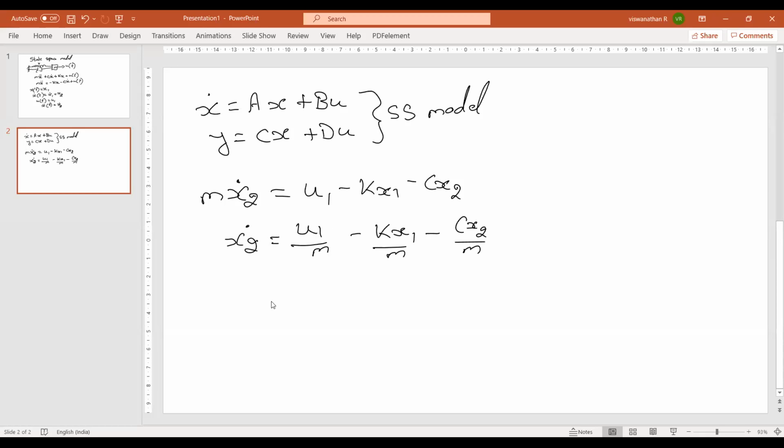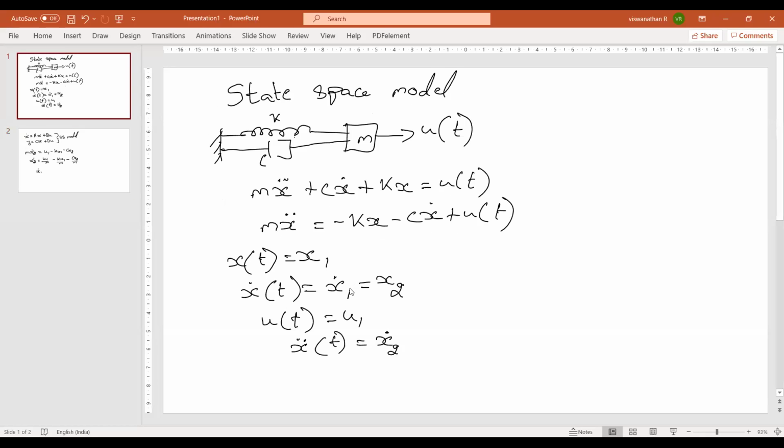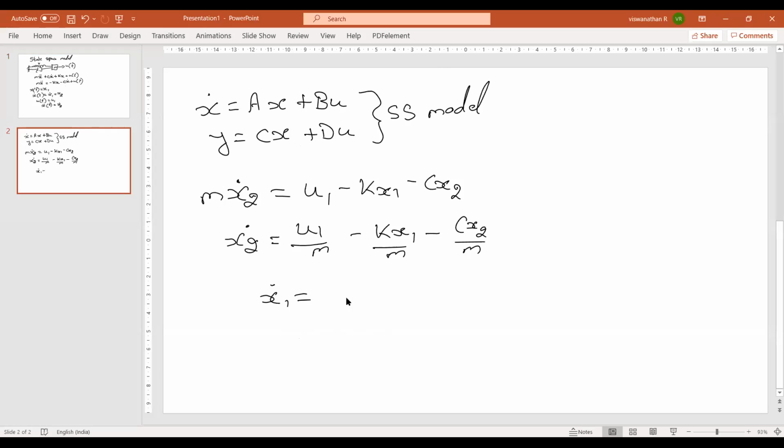What is x1 dot equal to? x1 dot is equal to x2. So x1 dot will be equal to 0 times u1, 0 times x1 and then 1 times x2. It is nothing but writing it as x1 dot is equal to x2.